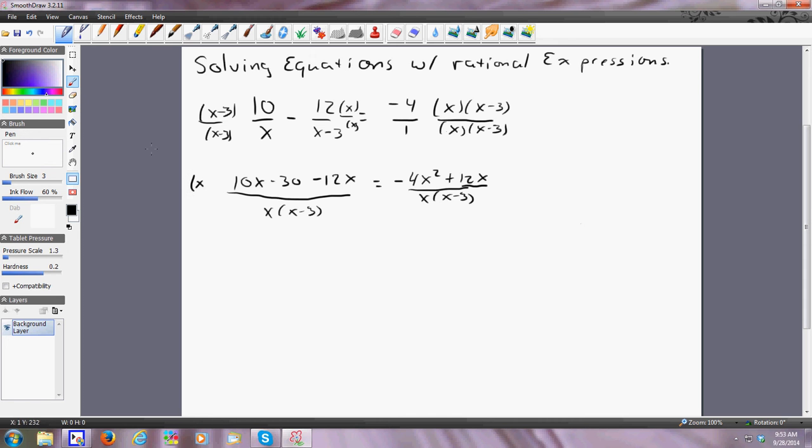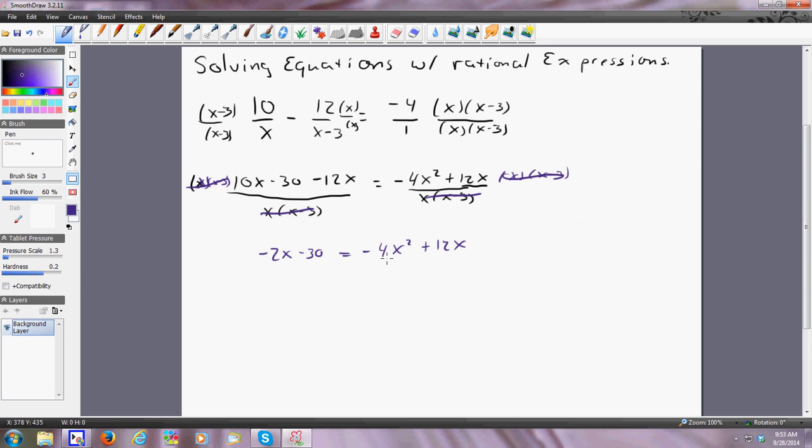by x times x minus 3, and I multiply this times x minus 3, the nice thing about that is that will cancel out with that, that will cancel out with that, and I'm left with just the numerators now. So when I combine these, I'm going to get -2x minus 30 is equal to a -4x squared plus 12x.